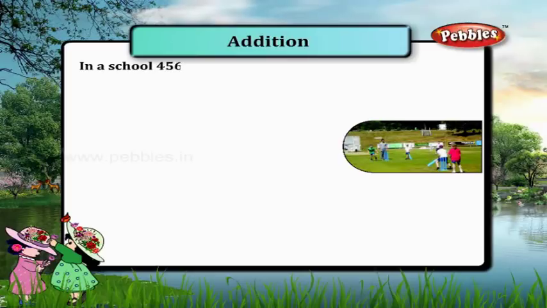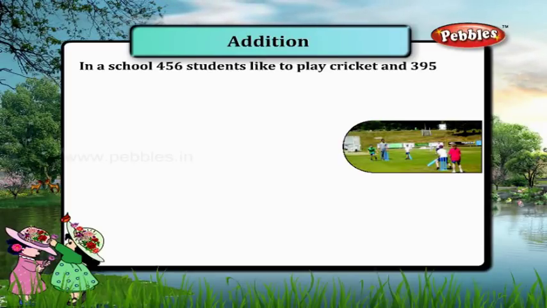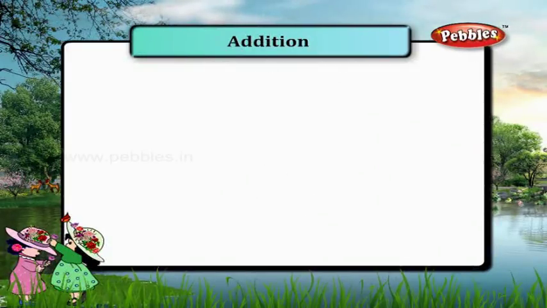In a school, 456 students like to play cricket and 395 students like to play football.